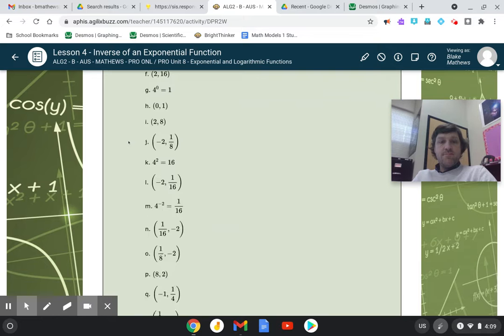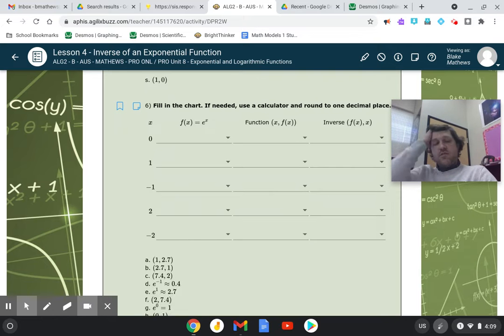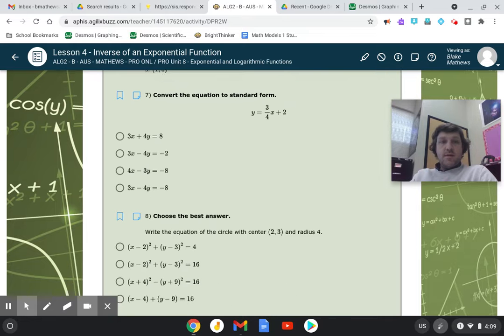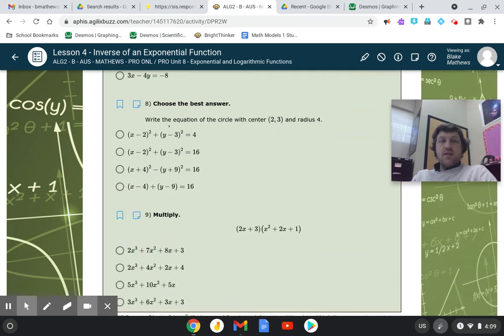That's number 5. And then you have one more, number 6, and it uses the number e. So you're going to use e to the x as your function. You're going to start with 0, plug in 0, and go through the same process again. Then we get down to some questions that are review. This is just linear functions. Convert this back into standard form, or which of these standard form equations results in this. And then lastly, circles. What's the center and radius here?